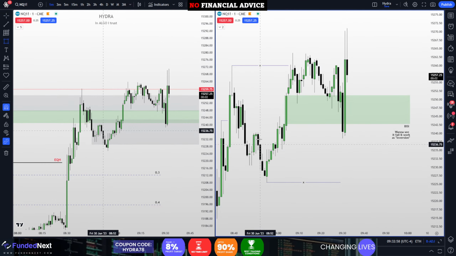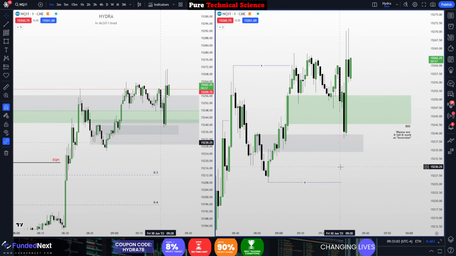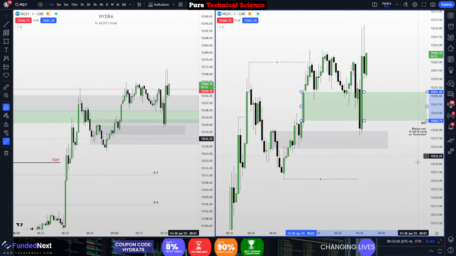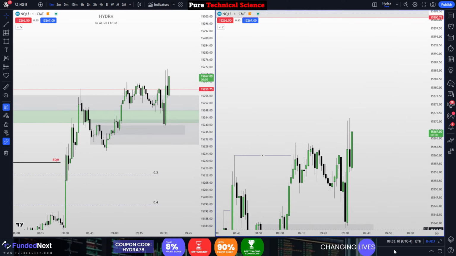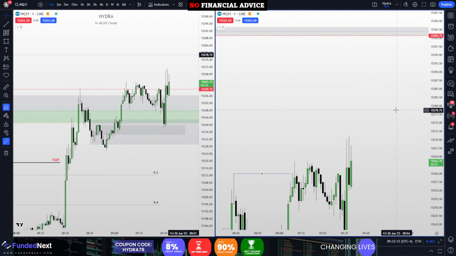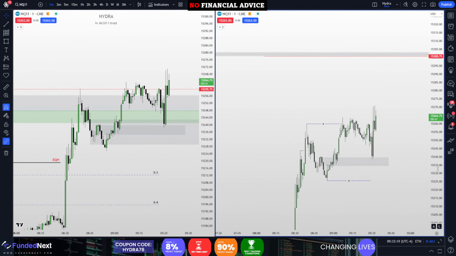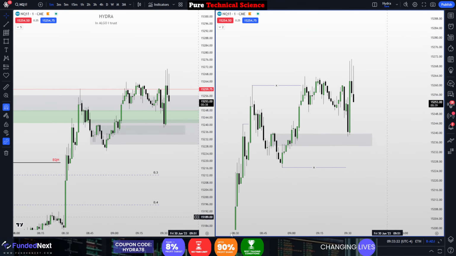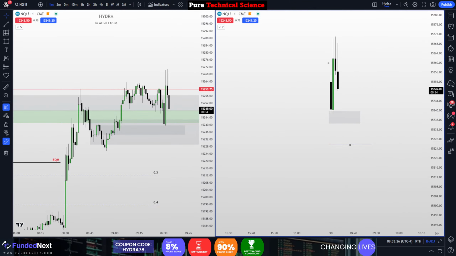So price used this breaker again to deliver towards buy side liquidity, this breaker block. Our next draw on liquidity, price is expanding higher. But I don't want to see it going higher than this because of the opening range gap. Look at that. Look at this gap. So let's see how price behaves inside this order block.